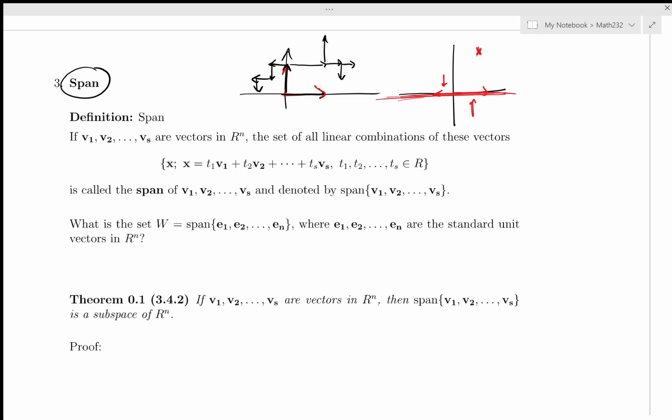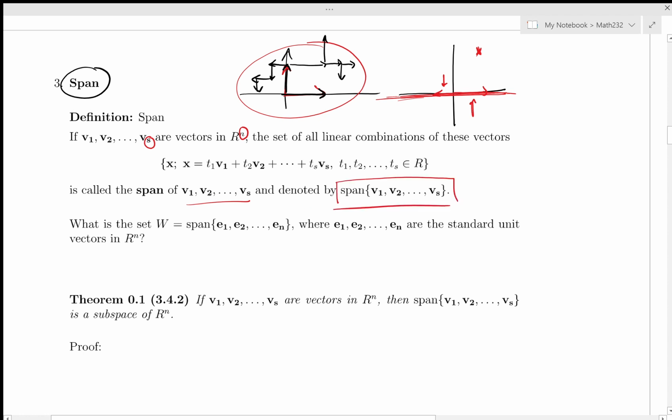Okay, so let's get the formal definition here. If we have some number of vectors, S, the number of vectors here is S. Notice it does not have to be equal to n. So if you have some number of vectors in Rn, then the set of all linear combinations of these vectors is called the span of those vectors. So in this case, what I mean by the span is all these linear combinations. It's where you can go using those vectors, and we denote that this way. The set of all vectors that are linear combinations of your given vectors is called the span.